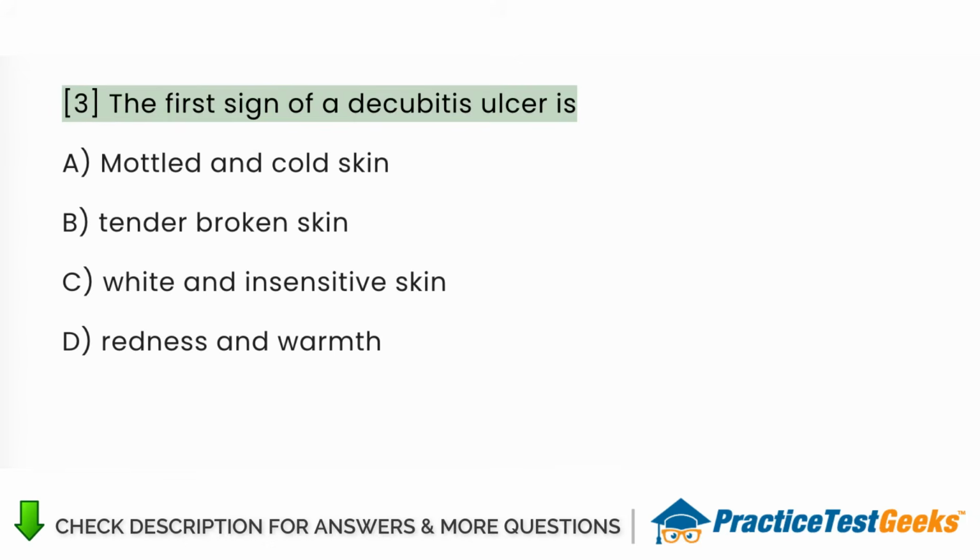The first sign of a decubitus ulcer is A. Mottled and cold skin. B. Tender broken skin. C. White and insensitive skin. D. Redness and warmth.